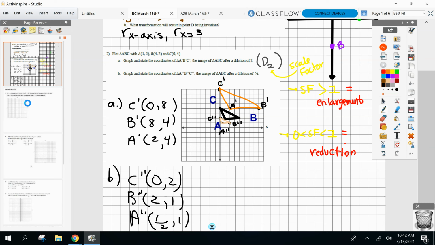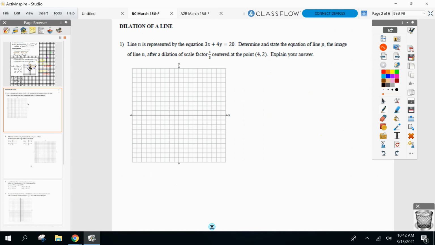All right, well, what happens if I don't dilate around the origin? In this case, I'm going to ask you to dilate a line for me. Dilate a line? Ooh, how can you dilate a line? It doesn't get bigger or smaller.